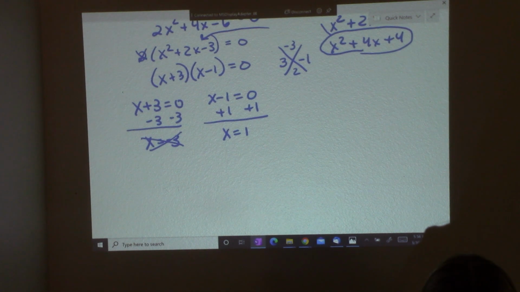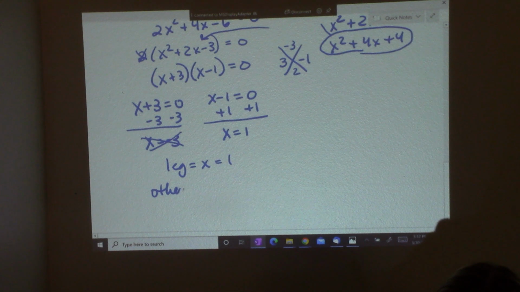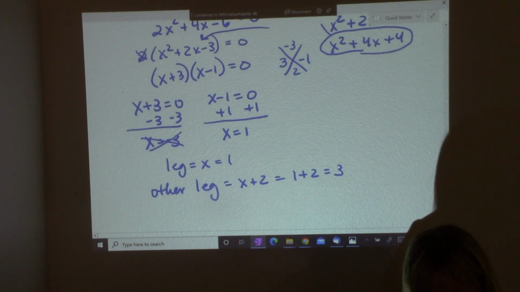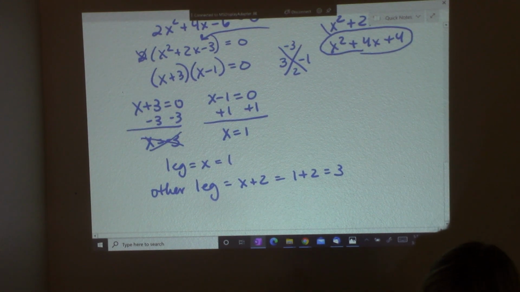Okay, so I have x equals 1. So one leg is x, so that's 1. And the other leg is x plus 2, so that would be 1 plus 2, which equals 3. All right, so those are my two answers.